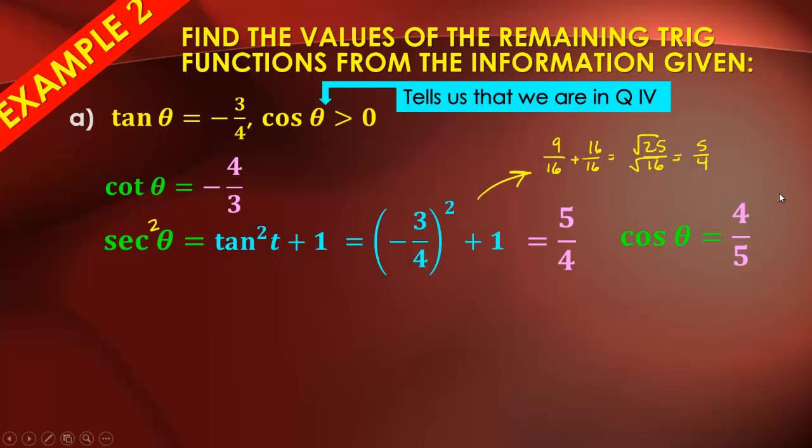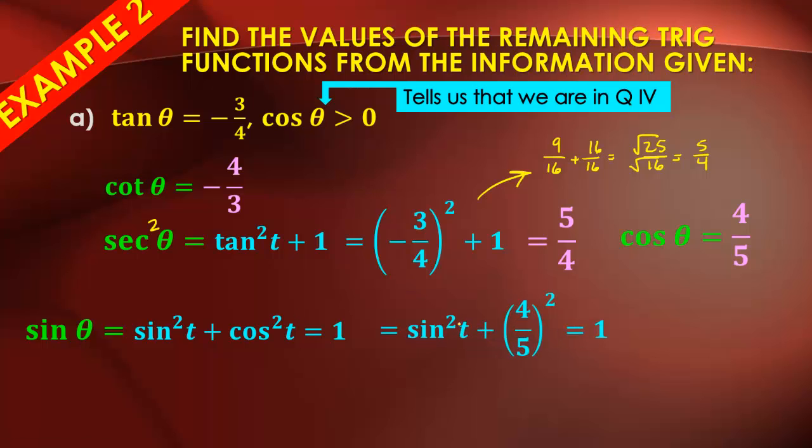So now all we have left to find is sine and cosecant. So because we know cosine, to find the sine of theta, we just take sine squared plus cosine squared equals 1. Which we know sine squared plus, we don't know that, we're trying to find that, but we do know cosine. So 4/5 squared gives us 16/25. So sine squared plus that equals 1. Subtract 16/25 from both sides, and you would get 9/25, which when you find the square root of that, gives you negative 3/5.